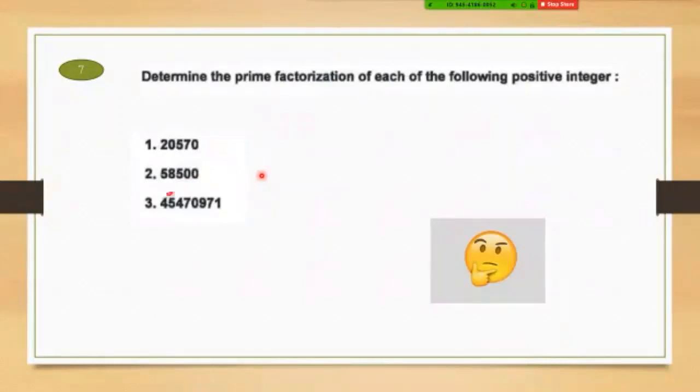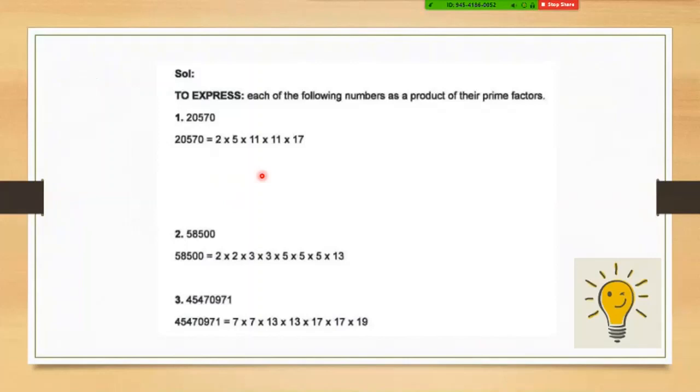Go to the next one, 58500. Can you repeat the prime factors? 2 into 5 into 11 square into 17. I've displayed the answers on the screen. Similarly, for 58500, it is 2 square into 3 square into 5 cube into 13. And finally, the last one, 7 square into 13 square into 17 square into 19.